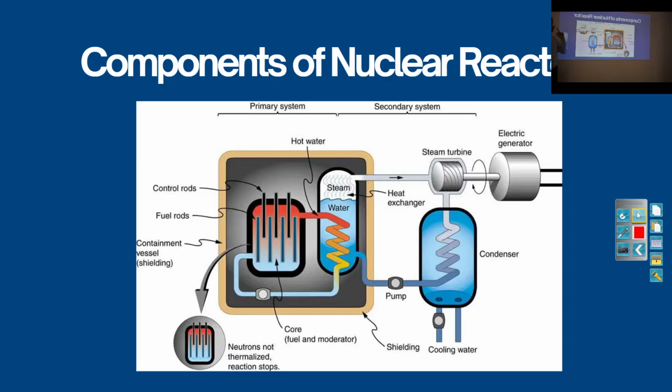Okay, so here the main components are the fuel rods. In the fuel rods, your fuel uranium 235, uranium 233 or plutonium is used. Then there are the control rods, and then there is the moderator. The moderator is one important component, and for the moderator and cooling we use water, to reduce the heat.